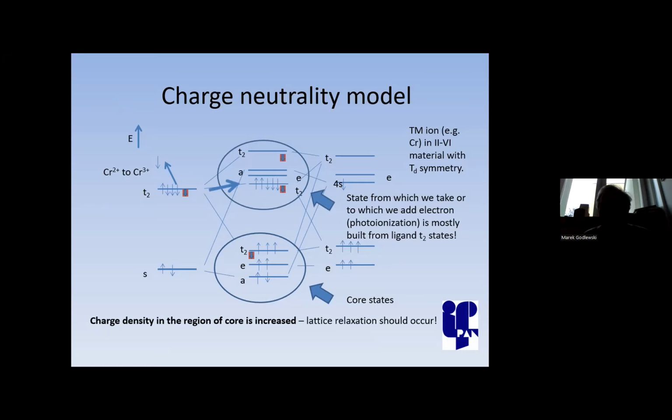A lot of people said that this model should also be used to explain what happens if we have donors and acceptors in materials. So this kind of charge neutrality model was then also used to analyze not only the case of transition metals, but also the general problem of how to describe the effects when we add or take one electron from some system, and how it affects the density of electrons in the core region.